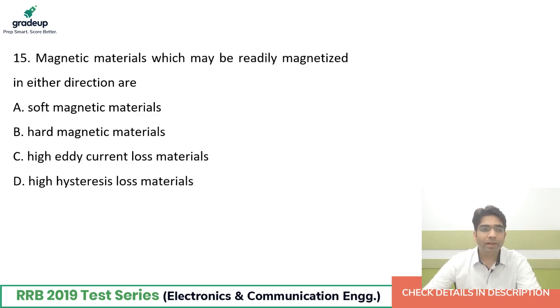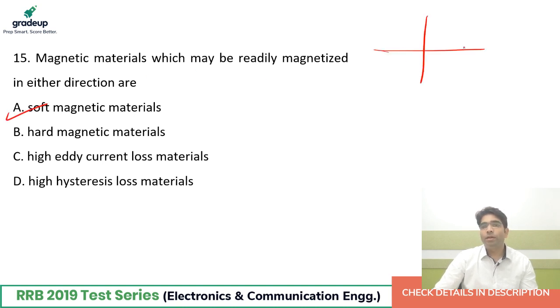Magnetic materials may be readily magnetized in either directions. The materials which can be magnetized rapidly or readily in either direction are, yes, soft magnetic materials. So for easy magnetization and demagnetization, we prefer soft magnetic materials because the BH curve is thin and not much energy is lost. Energy dissipated in magnetizing and demagnetizing is less.